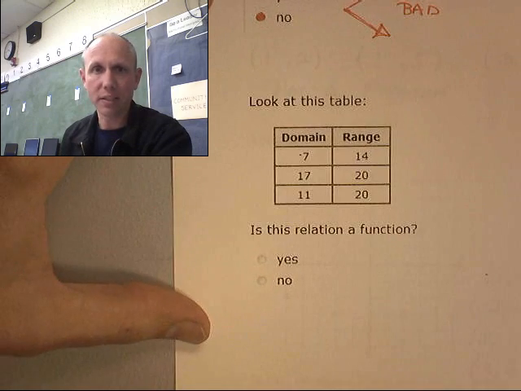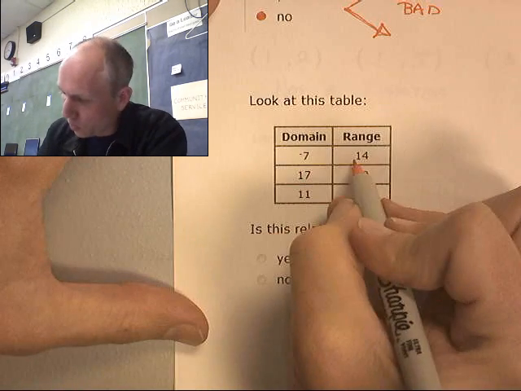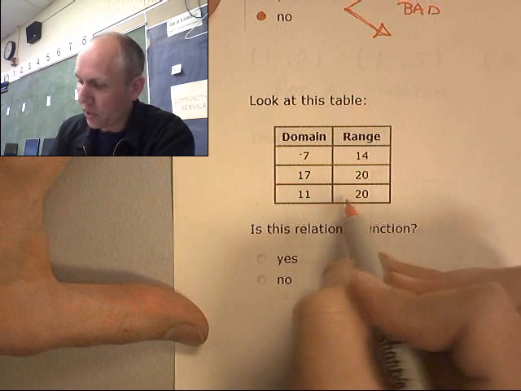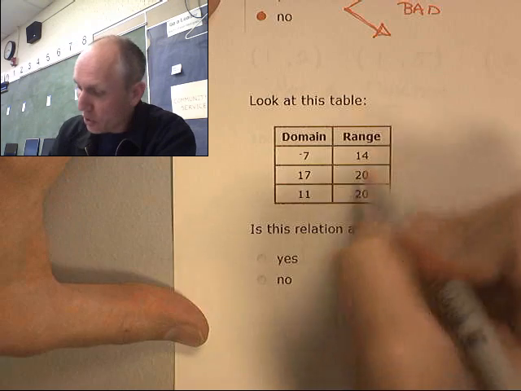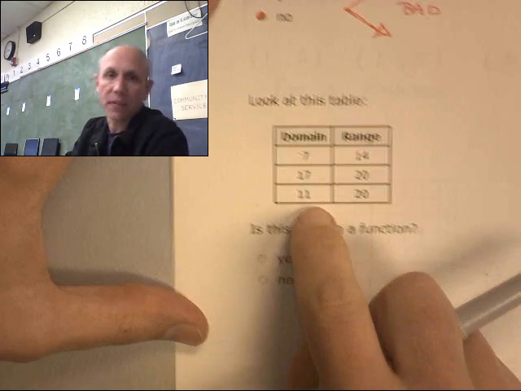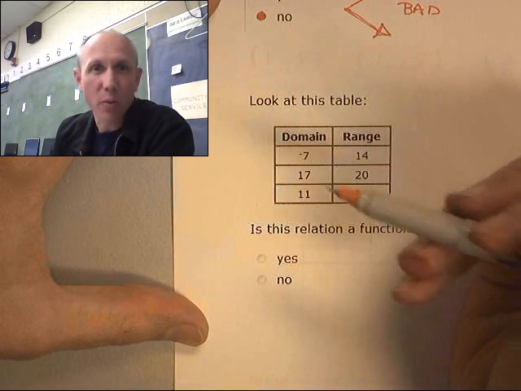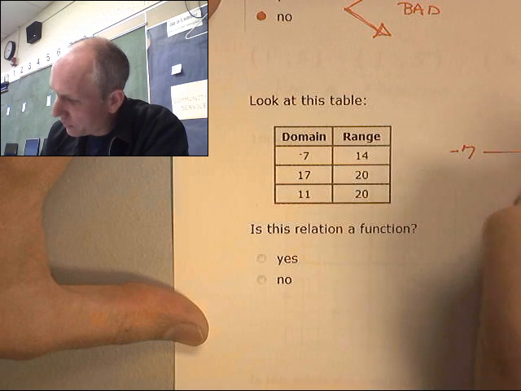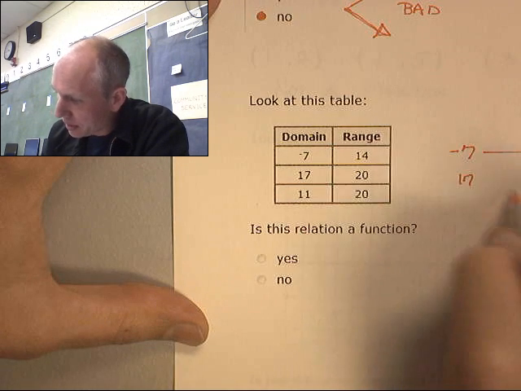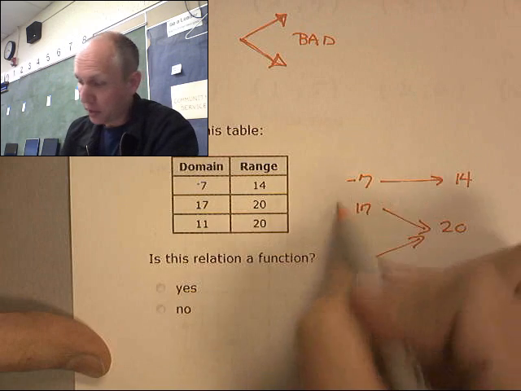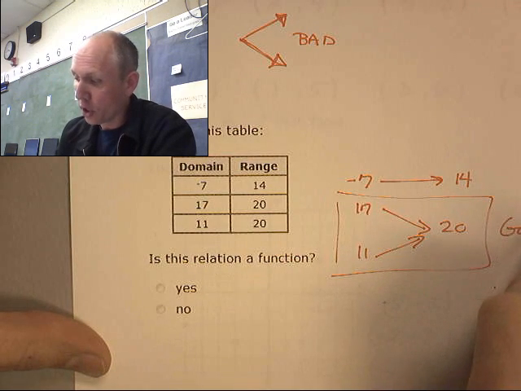How about this one? Is this a function? Well, -7 is getting a 14. 17 is getting a 20. 11 is getting a 20. That's okay. I know this seems weird. You're freaking out. Hey, look at that, this 20. No, it's all about the x. If the x is duplicating, then we've got to really be concerned. This is fine. Look at this. -7 is going to 14. 17 is going to 20. 11 is going to 20. This is okay. Sorry, you can't see that. This is okay. This is good.